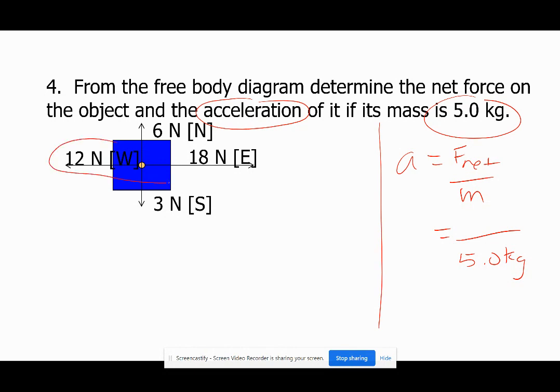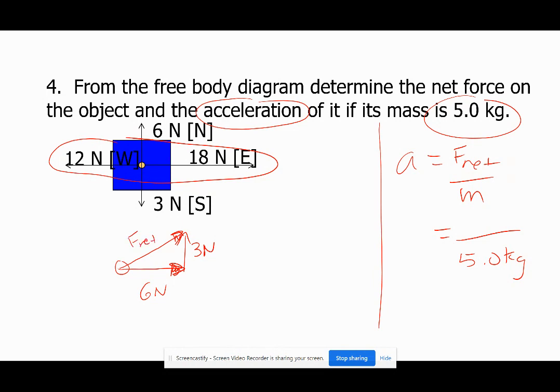Again, I'm going to start with the x direction, the east and the west, and I'm going to say that, okay, so the unbalanced force there is 6 newtons to the east. The unbalanced force in the y direction, I've got 6 newtons north and 3 newtons south. So that is going to be 3 newtons north. The answer, the F net in this problem, is right here.